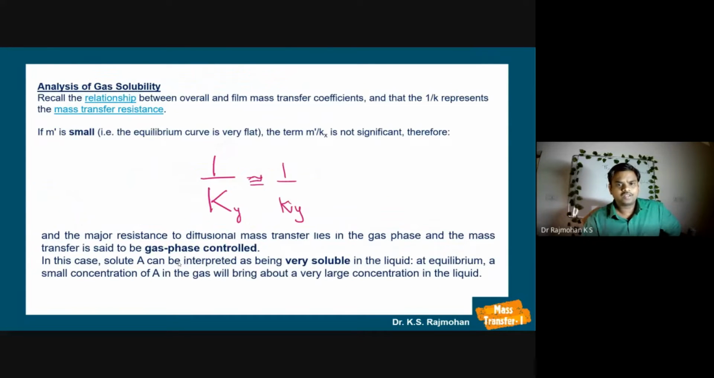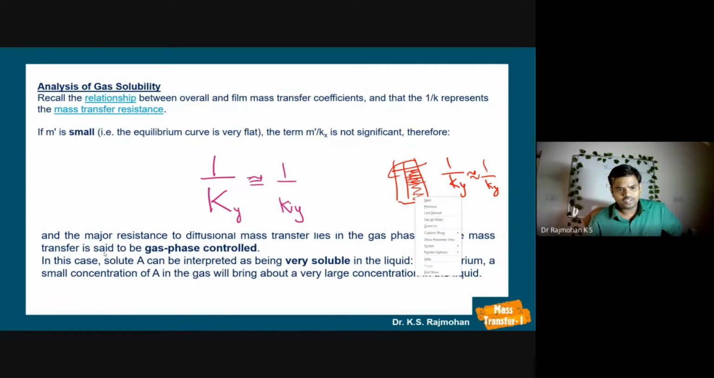So we have an extreme case when we will call it a gas. Even though there are two resistances, the resistance which is more is the one controlling the overall mass transfer, right? So we can say that overall mass transfer is controlled by 1 by small ky when the resistance is more in the gas phase. In this case the solute A can be interpreted as very soluble in the liquid. That is, here the liquid resistance is negligible because the gas is readily soluble in the liquid.